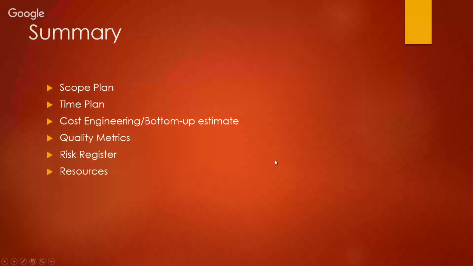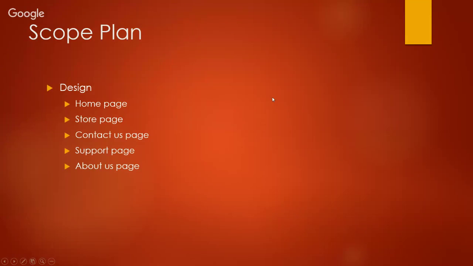So we've created our scope plan, which was just fleshed out from what we had created last week. We also have our time plan, cost engineering, which is a bottom-up estimate, quality metrics, risk register, and resources created. Our scope plan is a scope of designing the homepage, store, contact us, support, and about us page for the ABC Bicycle Company.